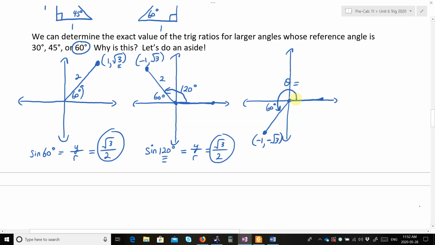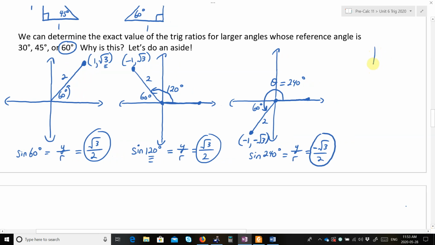And the angle theta is, remember, it's 180 to go from the positive x-axis to the negative x-axis, 180 plus 60, so theta is 240 degrees. And so we would be doing sine of 240 degrees, which is y over r. The y is negative root 3, and the r was still 2. Okay, so we're getting an exact value for sine of 240 degrees.